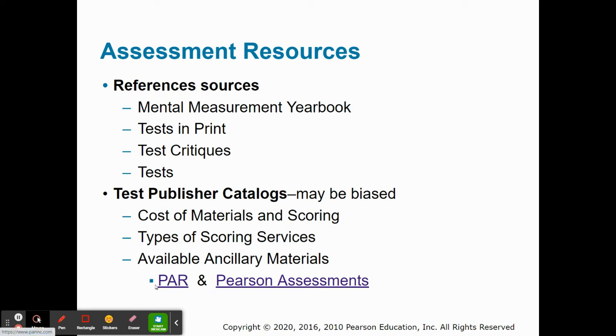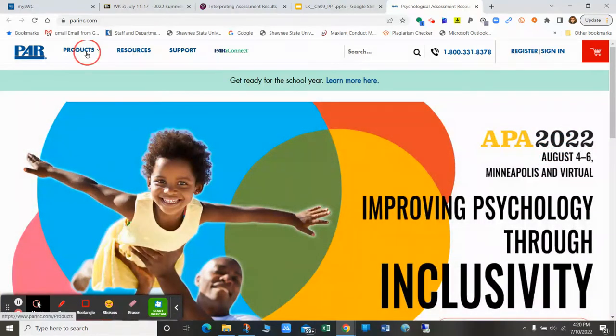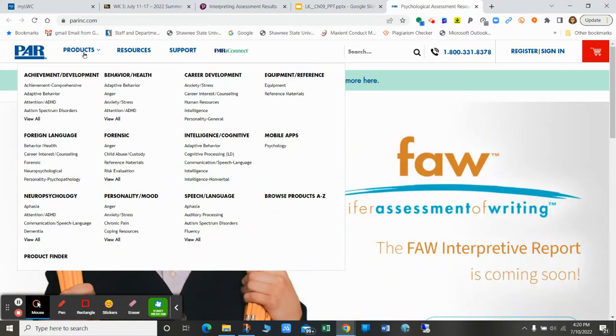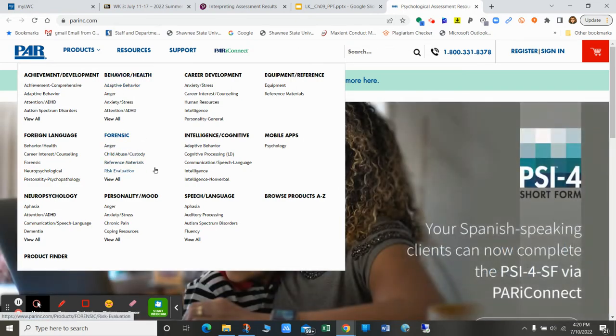So these are things that normally are on the publisher's website. And I put this in as a live link just so that you can see what's available through PAR, which is Psychological Assessment Resources. Let's go up here to products. I think this is by category. And this will give you some idea if you're looking for maybe a measure of ADHD or someone who's possibly on the spectrum, anxiety, depression. You see some forensic evaluations here.